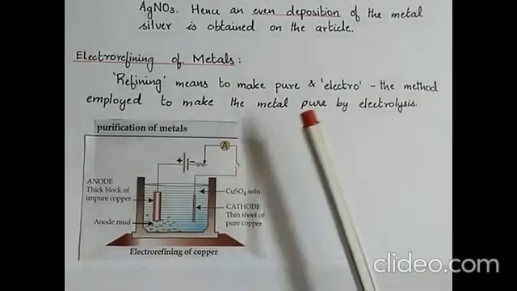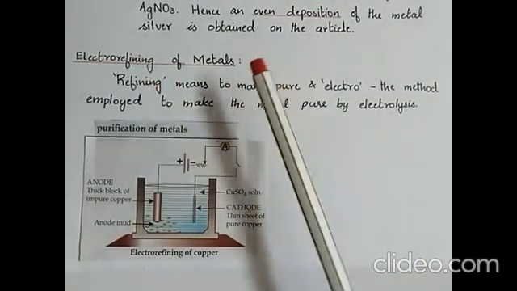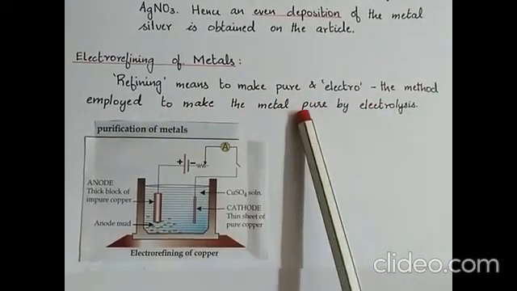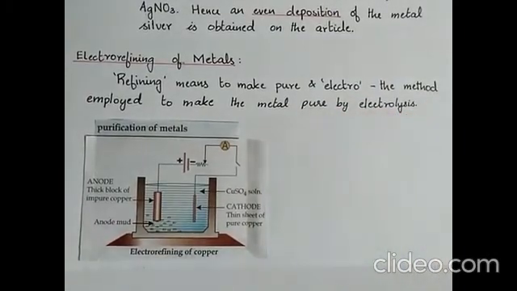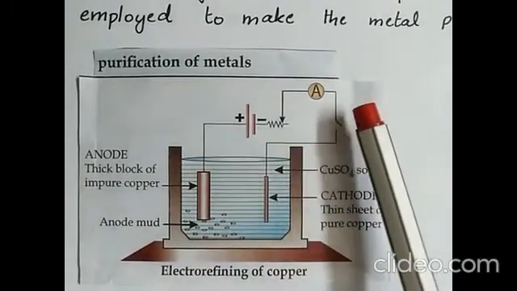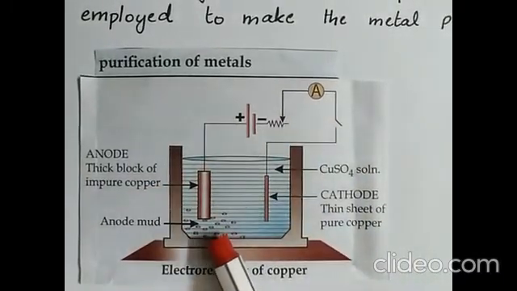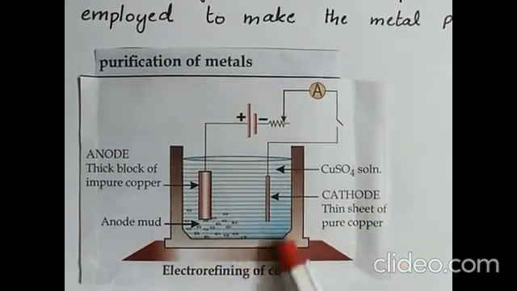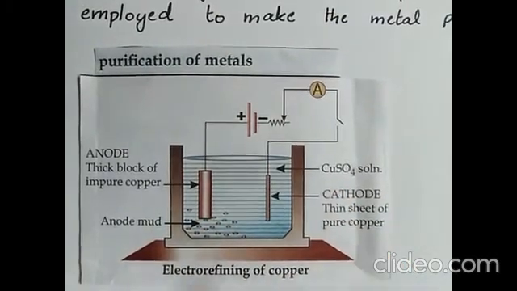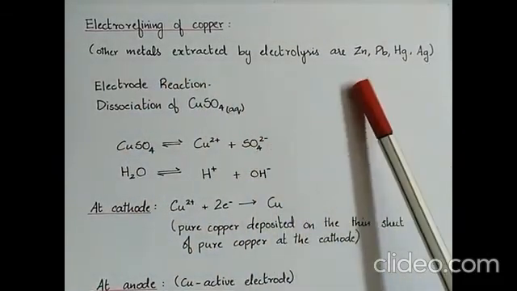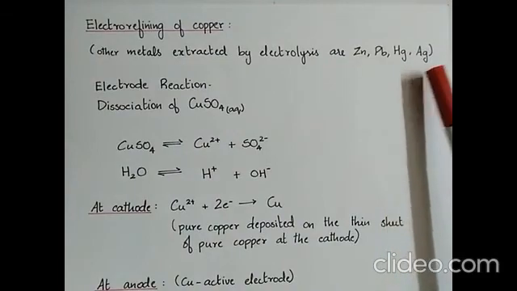The next application is electro-refining of metals. Refining means to make pure, and electro-refining is the method employed to make the metal pure by electrolysis. The diagram shows the purification of copper. The anode is taken as the thick block of impure copper, the copper which has to be purified, and the cathode is a thin sheet of pure copper, and the electrolyte is copper sulfate solution. The other metals which are extracted by electrolysis are zinc, lead, mercury and silver.